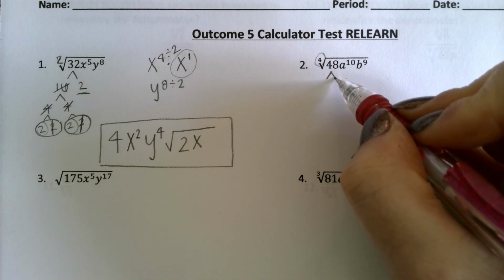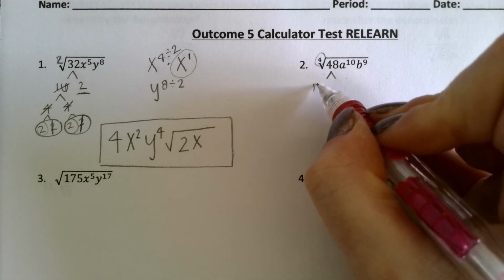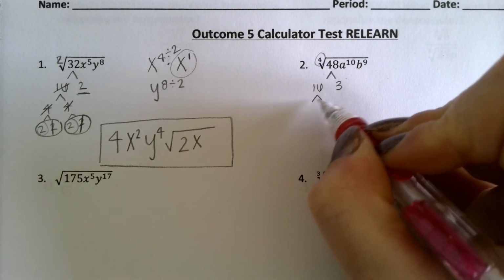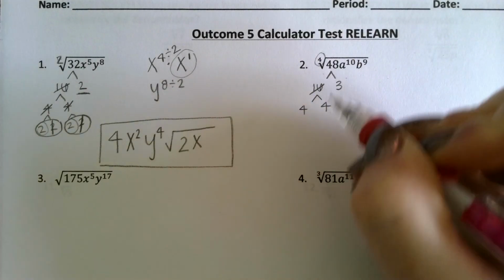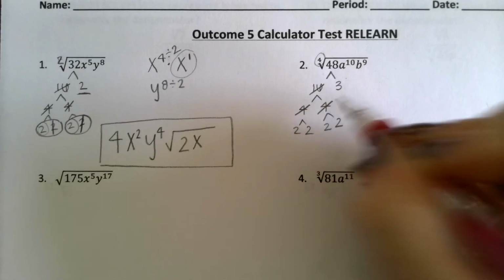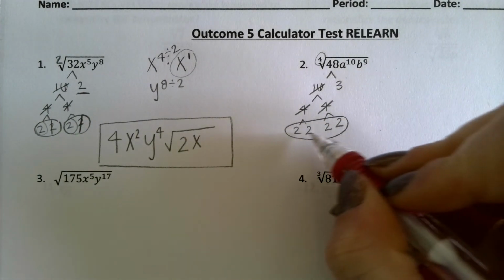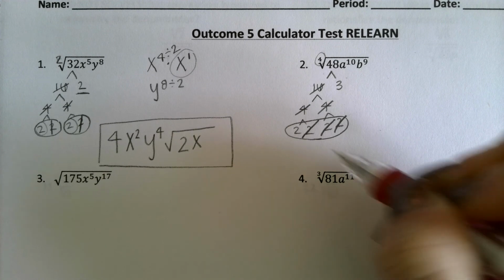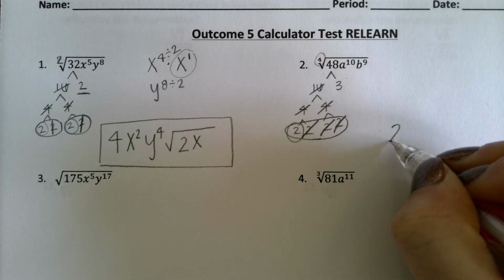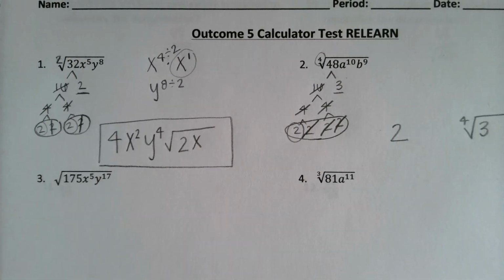Again, I'm going to start with taking 48 and breaking it down. 48 can break up into 16 and 3. 16 can break up into 4 and 4. And I'm going to break those 4s up even further. I'm looking for groups of 4, and I do see 4 2s here. I'm going to cross off 3 of those 2s, and 1 2 gets out. This 3 did not have a group, so I'm going to keep that 3 inside of the radical.